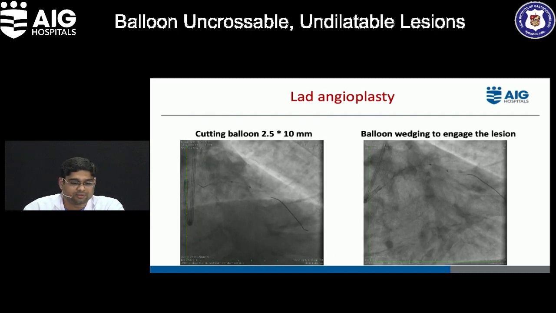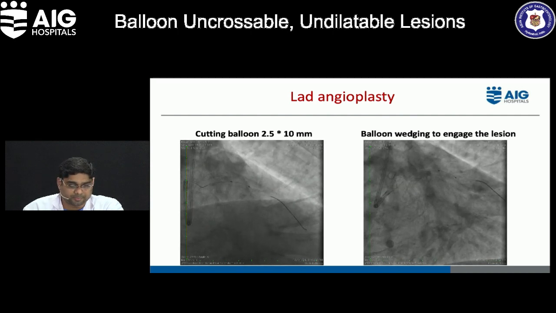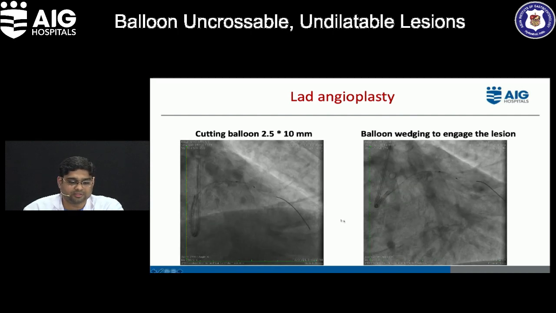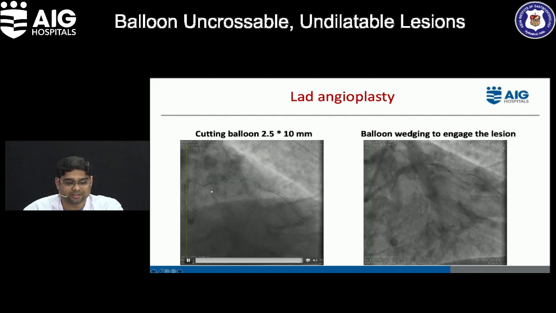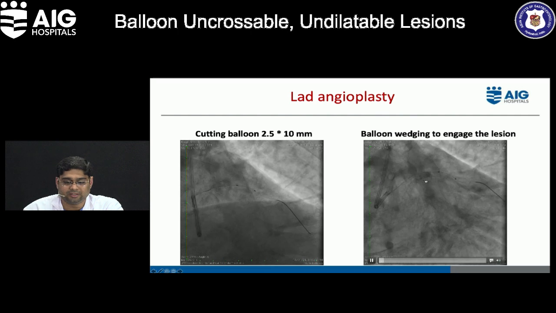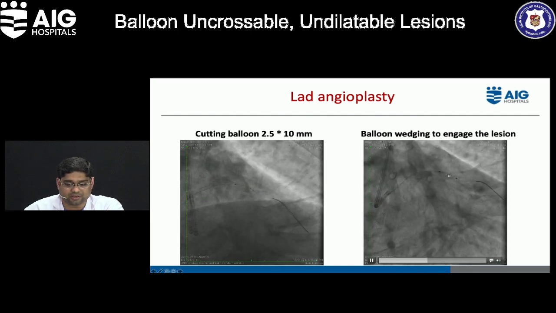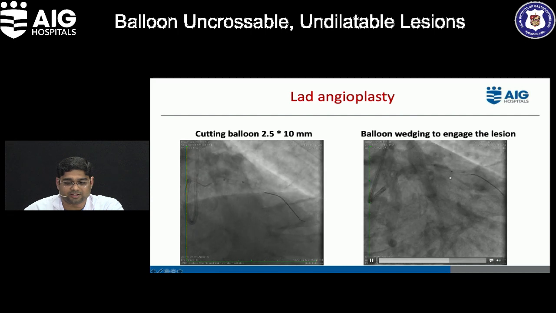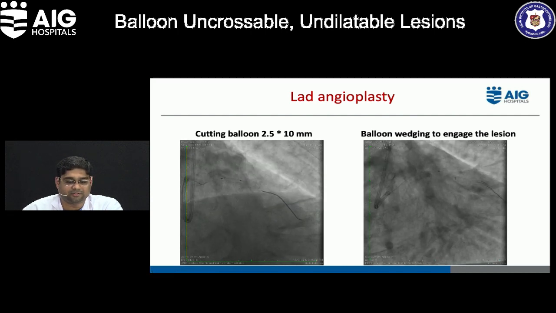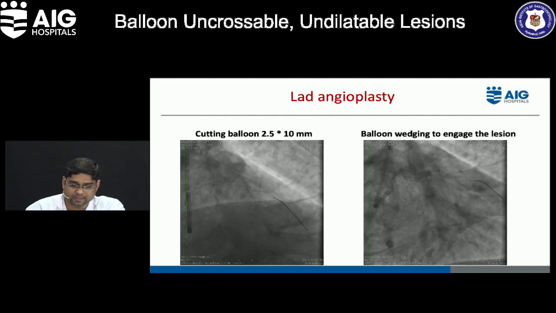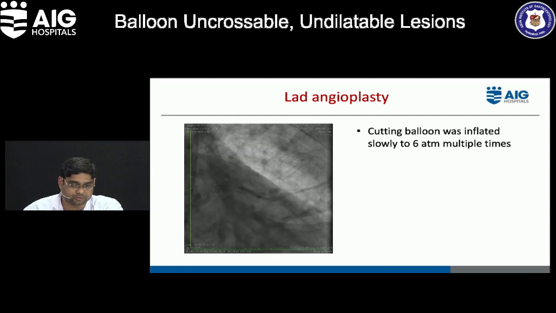So then we went ahead with a cutting balloon, 2.5 into 10 mm. Here you can see in the first image that even this balloon was unable to enter and the guide and guide wire were backing. Somehow we could wedge the balloon in the lesion. The distal edge of the balloon was in the lesion, and we tried to slowly engage the lesion, and while deflating tried to push it and inflated multiple times slowly up to only 6 to 8 atmospheres.